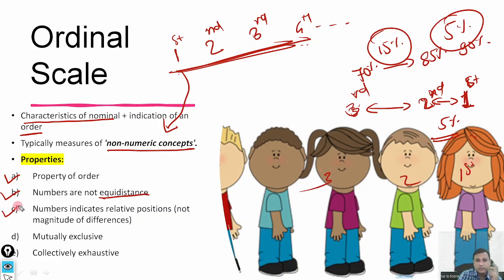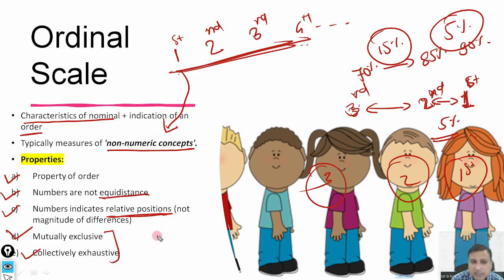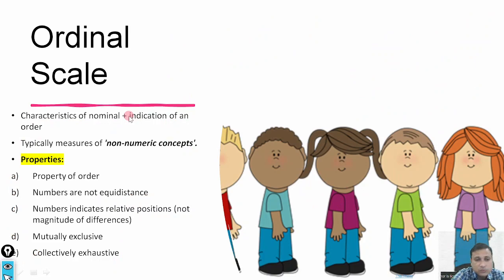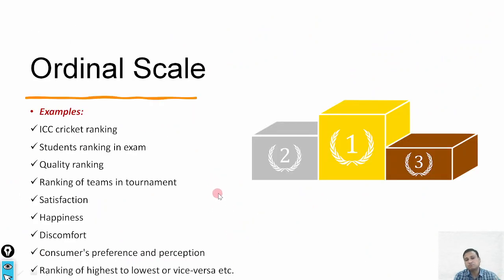Correct? So a number indicates relative position. All these numbers are showing the relative position only. These numbers are not telling us the magnitude of difference. Then mutually exclusive and collectively exhaustive, these properties we already studied in the nominal scale. The same properties are here because the ordinal scale has the characteristics of nominal scale, plus in addition to that there is order. Fine. Now let me take you to the examples of ordinal scale.